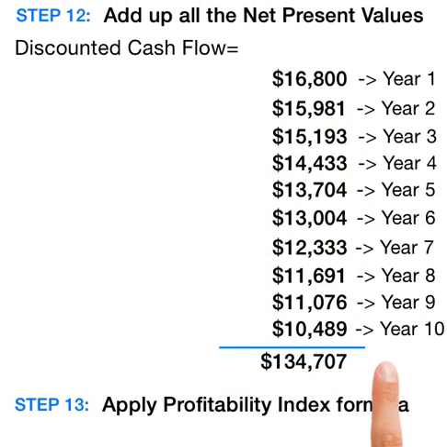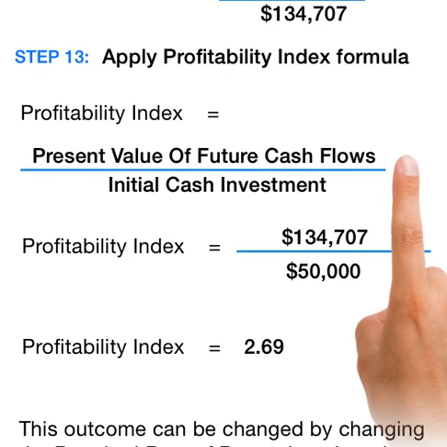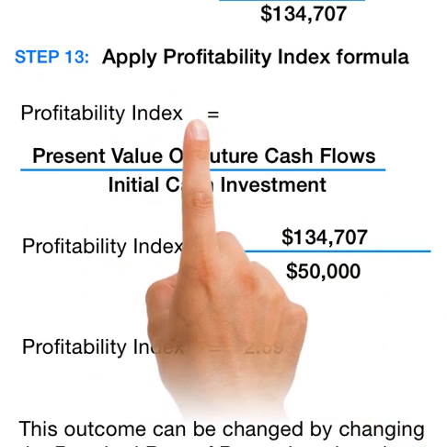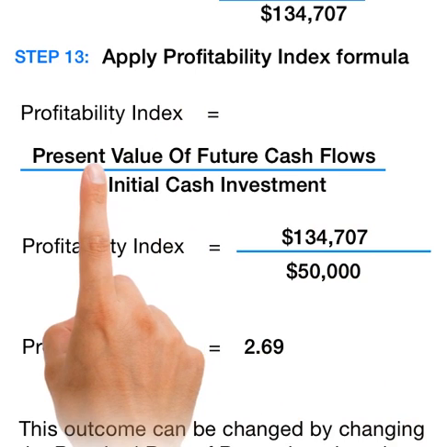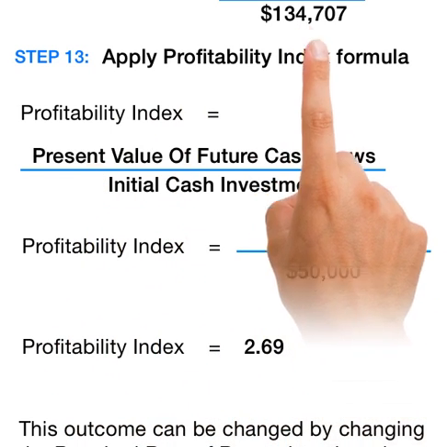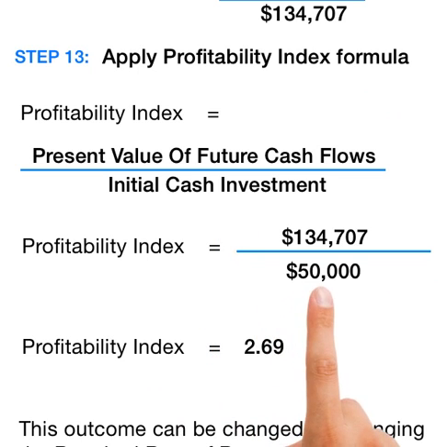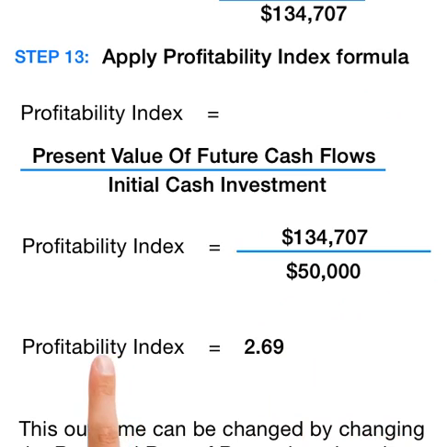Then what we do is we get all those discounted net present values and we add them up. That's simply that way. Then you apply the Profitability Index formula, which is nothing more than the present value of future cash flows, which we added up, divided by the initial investment, in this case $50,000. So our Profitability Index is 2.69.